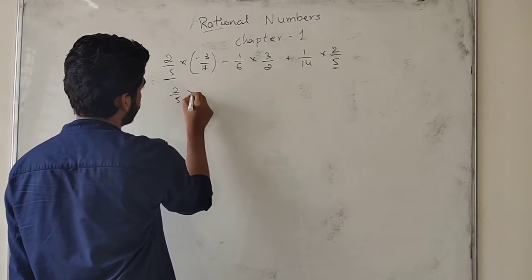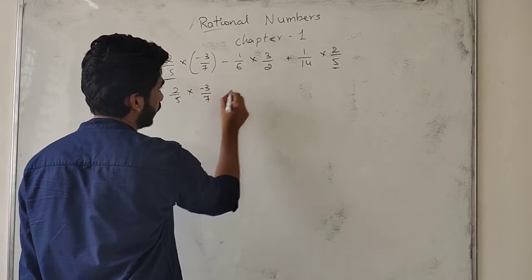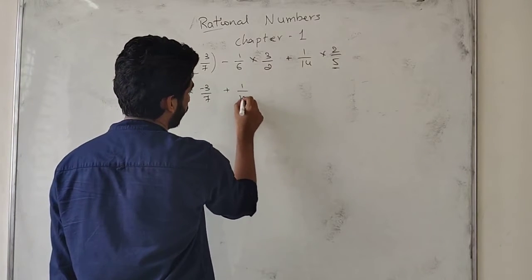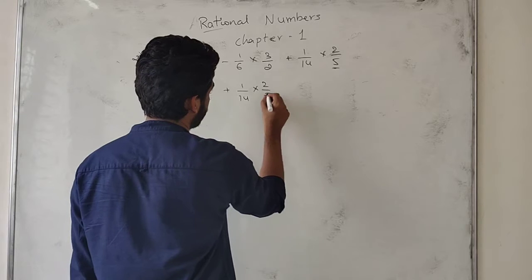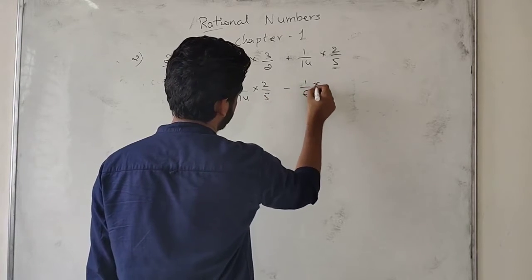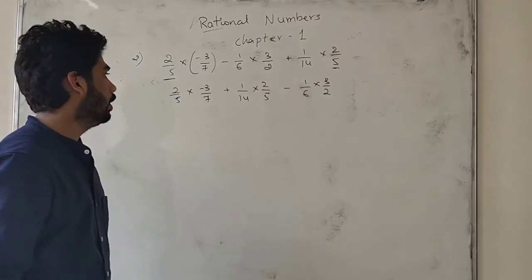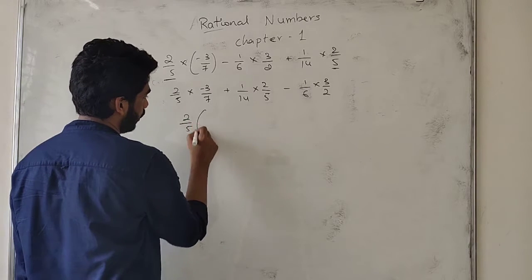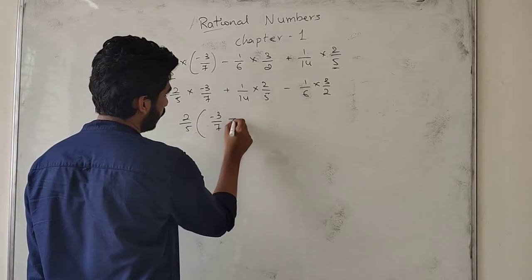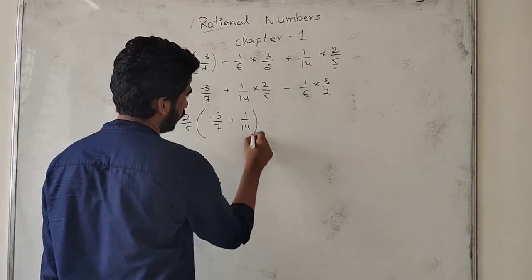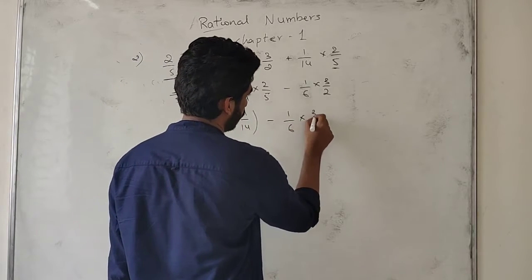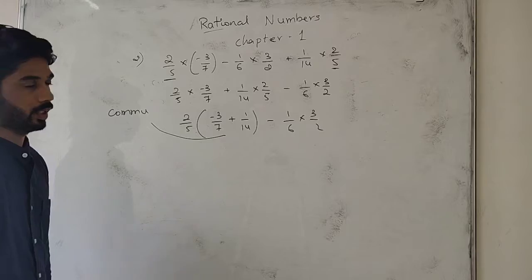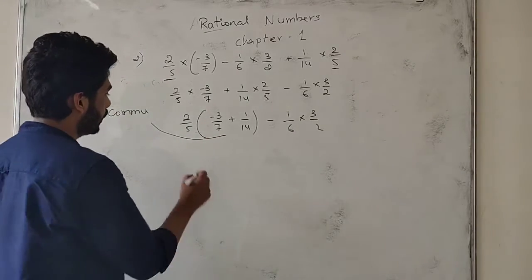So 2 by 5 into minus 3 by 7. We just shift the term from here to here. So we get plus 1 by 14 into 2 by 5 minus 1 by 6 into 3 by 2. Okay. Now by appropriate properties, take 2 by 5 as common. So we get 2 by 5 into minus 3 by 7 plus 1 by 14, minus 1 by 6 into 3 by 2. This is the distributive property.